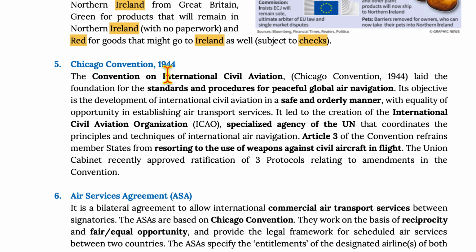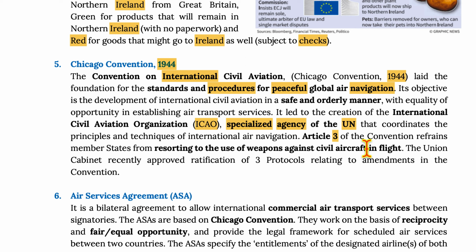Moving on to the Chicago Convention of 1944. The Convention on International Civil Aviation, Chicago Convention 1944, laid down the foundation for standards and procedures for peaceful global air navigation. Its objective is the development of international civil aviation in a safe and orderly manner, with equality of opportunity in establishing air transport services. It led to the creation of the International Civil Aviation Organization, which is a specialized agency of the UN that coordinates the principles and techniques of international air navigation.